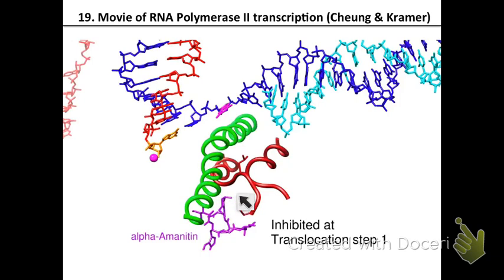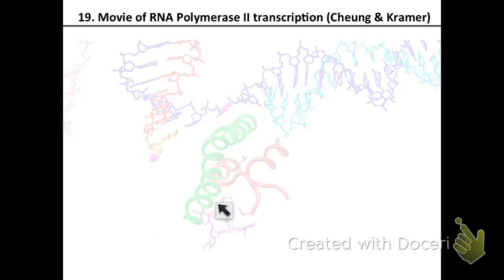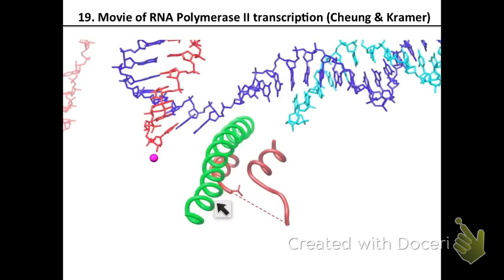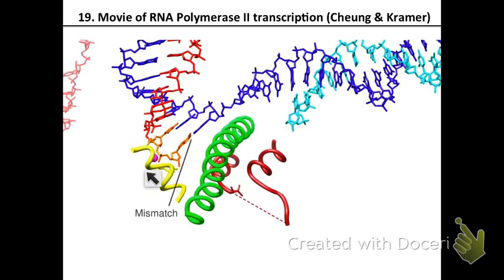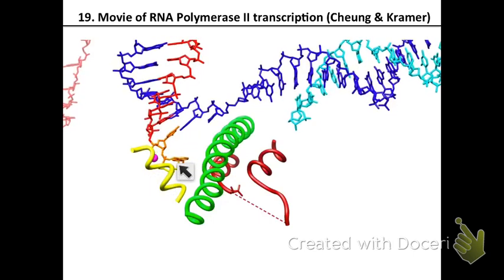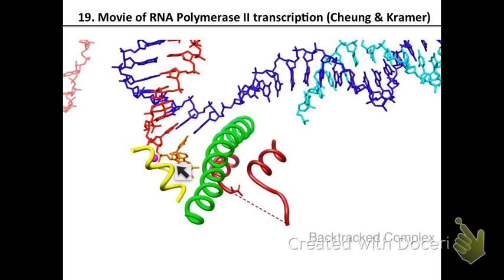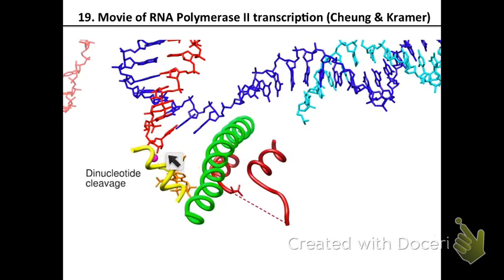And here's how alpha amanitin inhibits RNA polymerase. What it does is it inhibits that translocation, so RNA polymerase gets stuck in that process. Okay. All right. So here's what can happen when there's a mismatch. When the RNA polymerase accidentally adds a different nucleotide, it can actually backtrack, and another part of the enzyme can cleave this previously made bond and remove that mismatch.